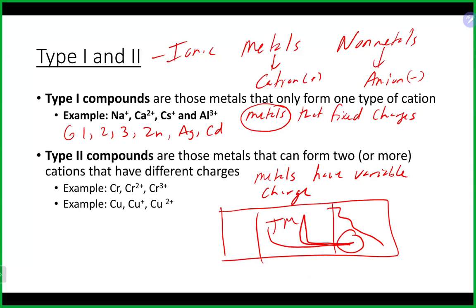And pretty much it will break down to one of these two things. Either it's going to be a type 1 metal or a type 2 metal. And depending on type 1 or type 2, you do slightly different things in terms of how you name them, but you always want to first determine what type of metal you've got going on.